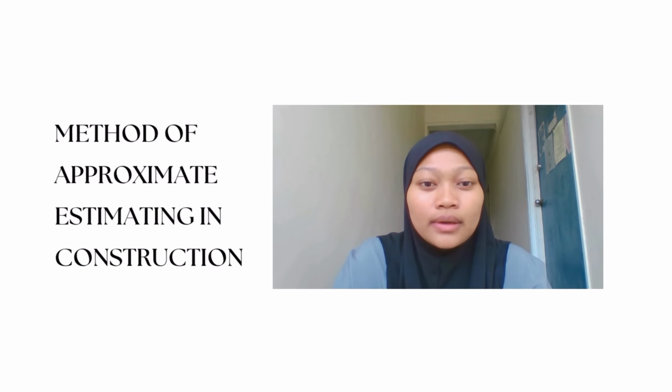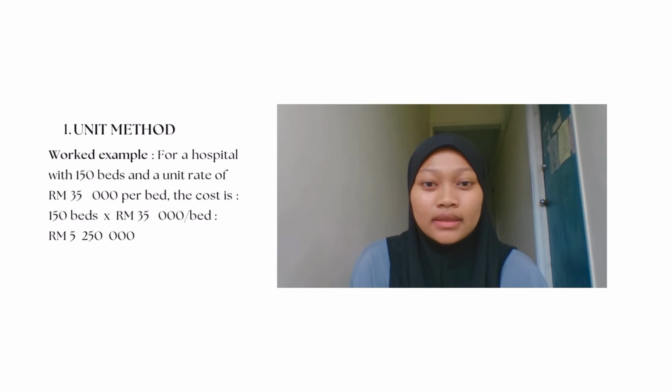Now that we know why approximate estimating is vital, let's look at the four common methods used to calculate those preliminary costs in construction. First, we have the unit method. This is great for repetitive projects like schools or hospitals. It simply takes the number of functional units, like the number of beds or seats, and multiplies it by a fixed cost per unit. It's fast, but remember, it's quite a general calculation.